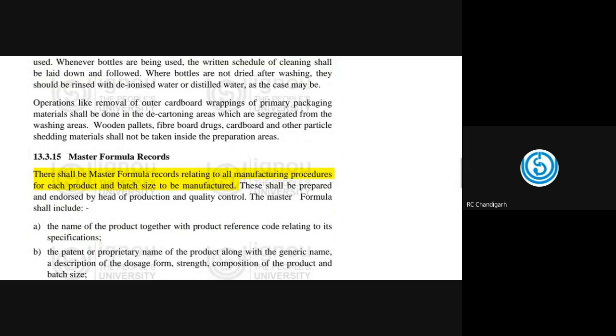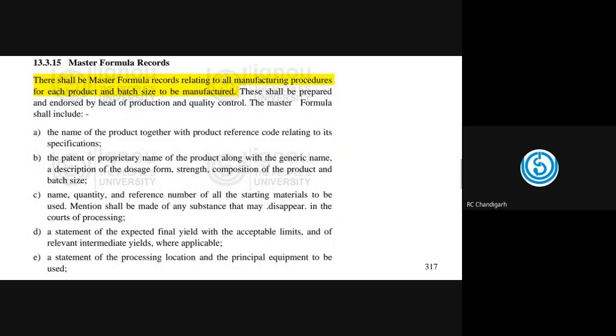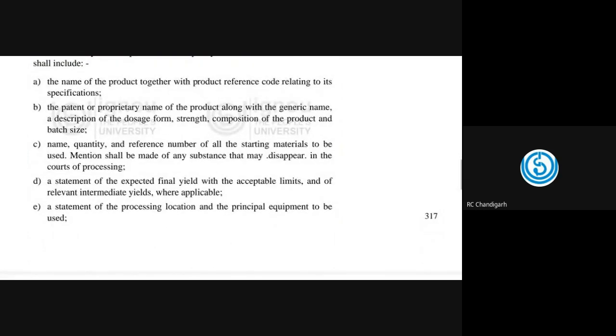Master formula records. There shall be master formula records relating to all manufacturing procedures for each product and batch size to be manufactured. These shall be prepared and endorsed by the head of production and quality control. The master formula shall include the name of the product together with the product reference code relating to its specifications, the patent or proprietary name of the product along with the generic name, a description of the dosage form, strength, composition of the product, and batch size, name, quantity, and reference number of all the starting materials meant to be used.